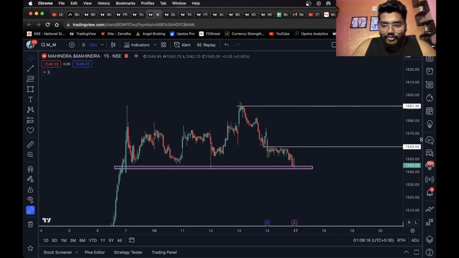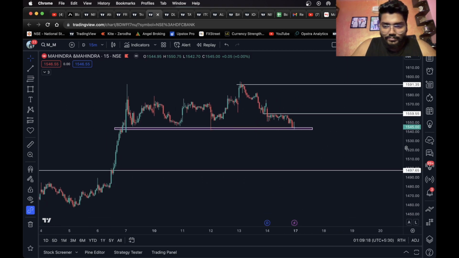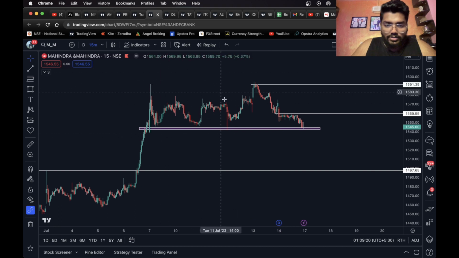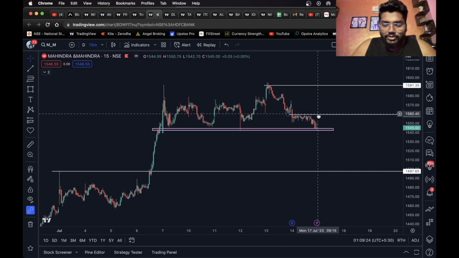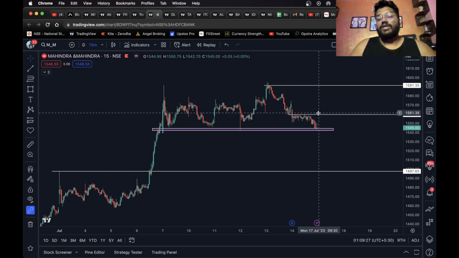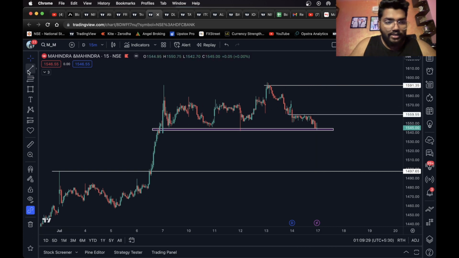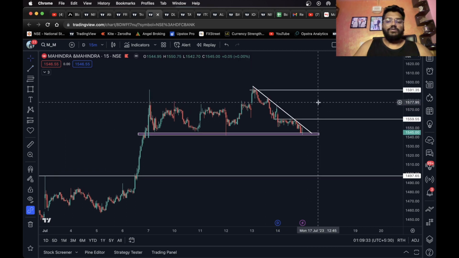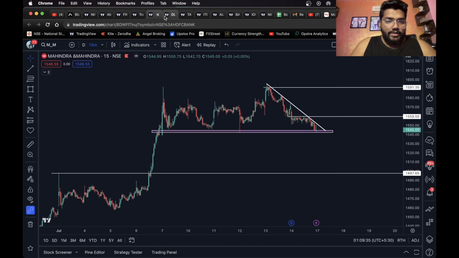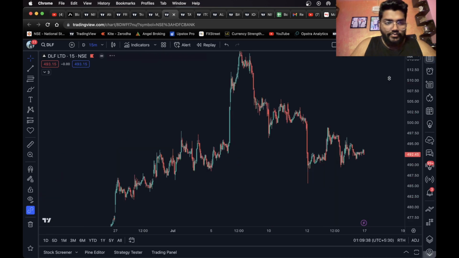Very simple analysis. As you can see, it has been consolidating in this range also, right? So once it breaks down, we can take a short entry, and if it closes above this level, we can definitely take a long entry, and we can hold it till here. See, we do have a trend line also here, right? So yeah, multiple things.